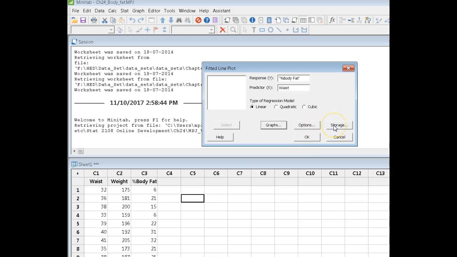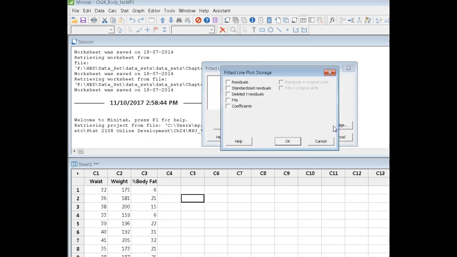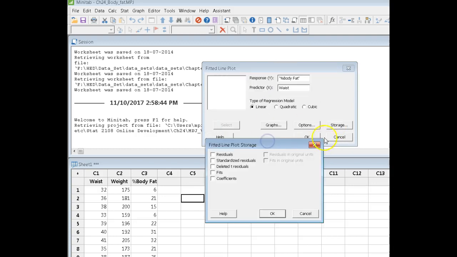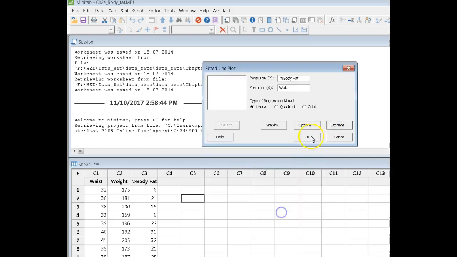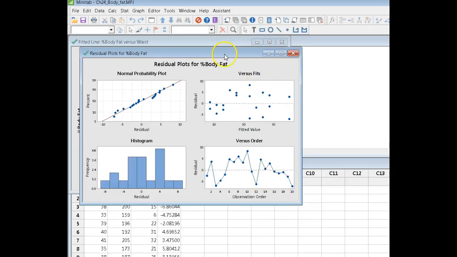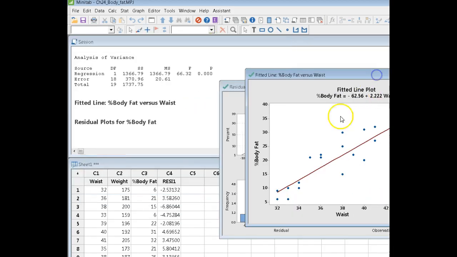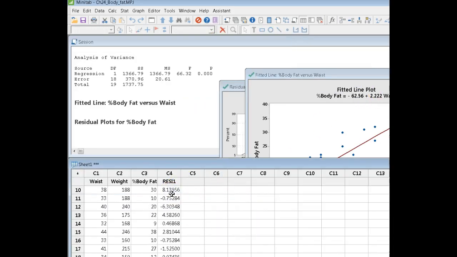Before I go, in case there's a problem with the residuals and you want to check to see if they're normal, there's a button here called Storage. I could click on this, say OK, and here are my plots. But before I talk about my plots, notice that Minitab has stored the residuals here in the spreadsheet.